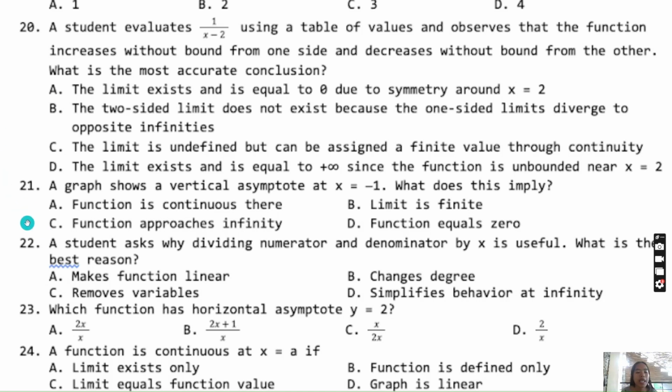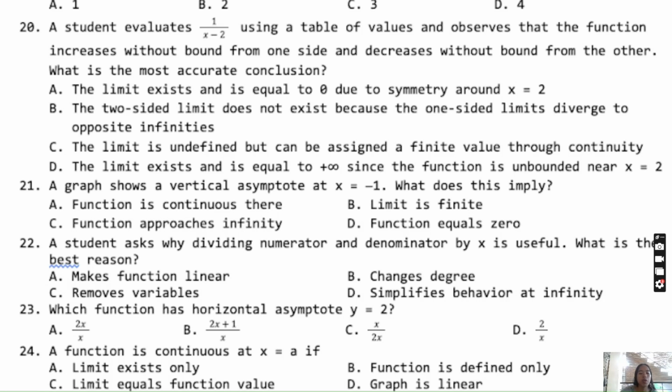And now we are in number 21. A graph shows a vertical asymptote. What does this imply? So the answer is letter C. The function approaches infinity. Because a vertical asymptote means the function grows without bound near the value. This indicates the function approaches infinity or negative infinity.